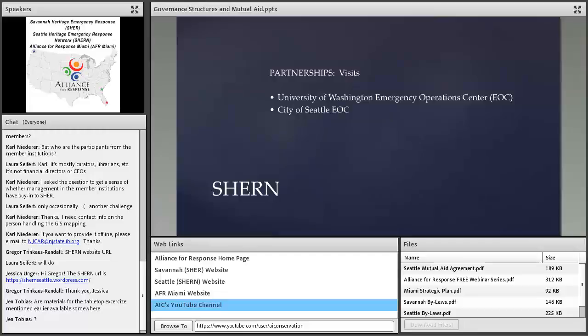And then I listed here partnership visits. We've had meetings and tours of the emergency operations centers that are listed on this slide at the University of Washington and the City of Seattle, and that's helped to give us a better understanding of how the EOCs would operate in an emergency.